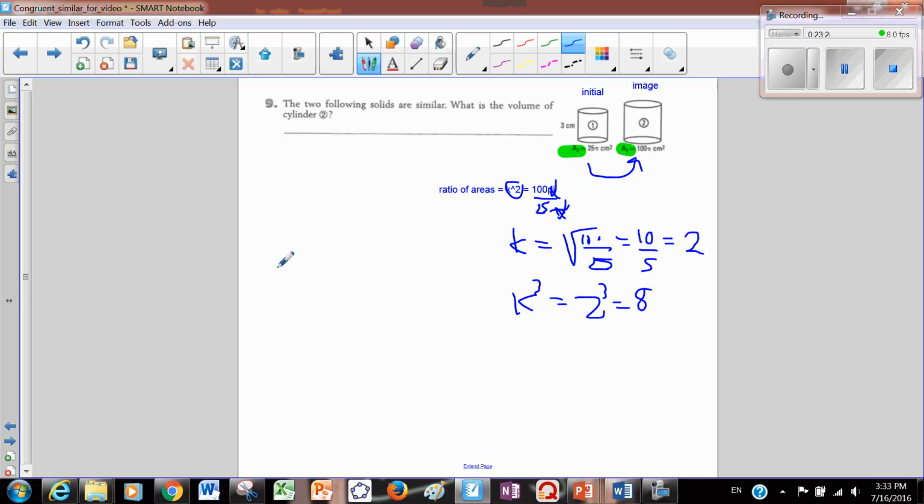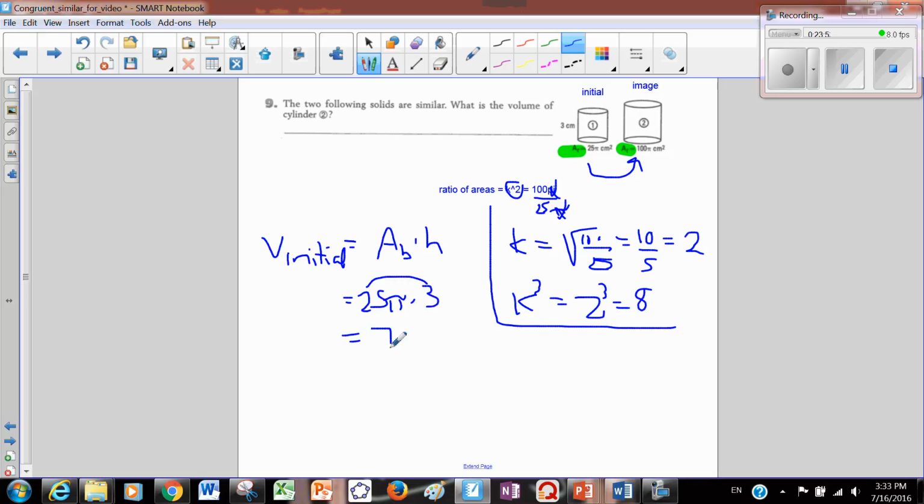So I can find the volume of the initial. How do you find the volume of a cylinder? You do the area of the base times the height. The area of the base here, we know, is 25 pi, times the height, which is 3. So 25 times 3, that's 75 pi.